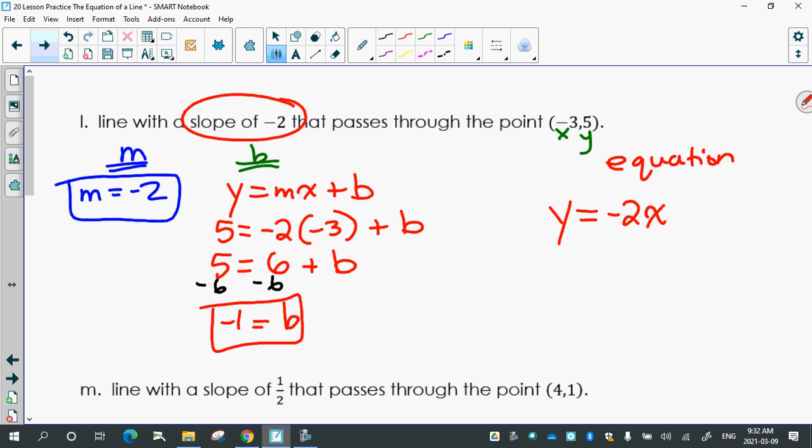Don't forget x when you're writing the equation. You get so excited about m and b that you forget about x. It happens.